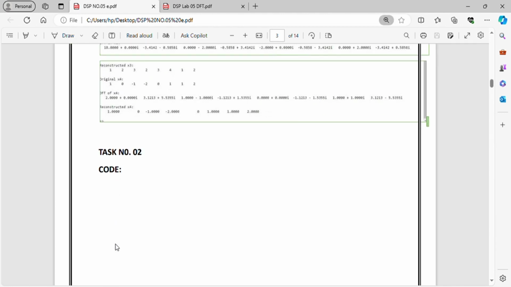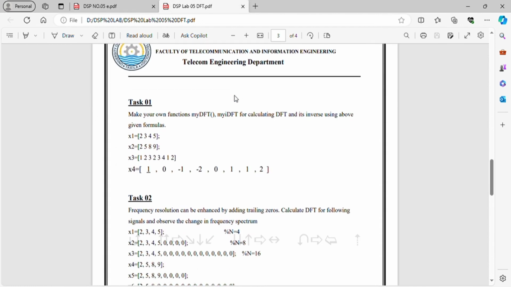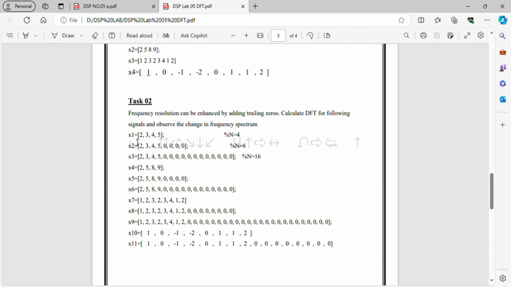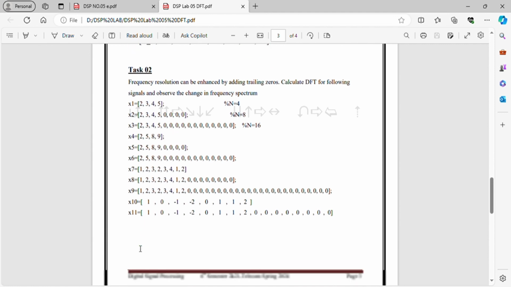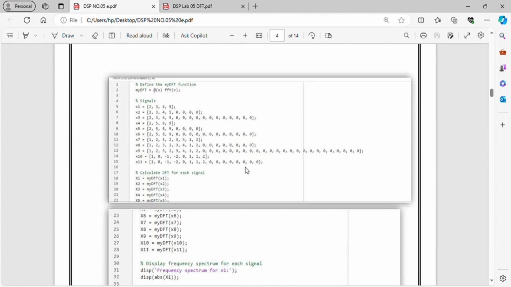In task number 2, frequency resolution can be enhanced by adding trailing zeros. Calculate the DFT for the following signals and observe the change in the frequency spectrum. The values are given from x1 to x11. In MATLAB, define the my discrete Fourier transform function. The signal values are given in the question.